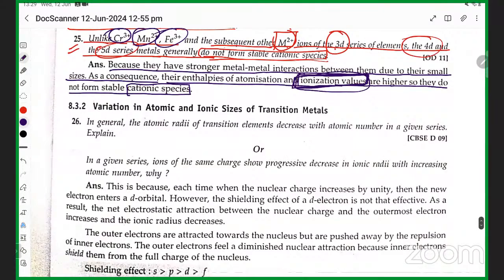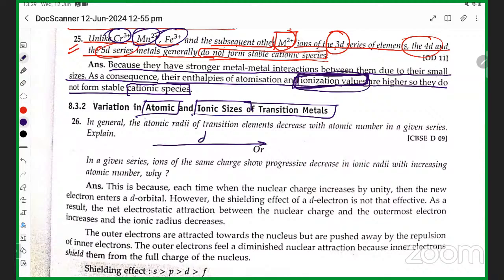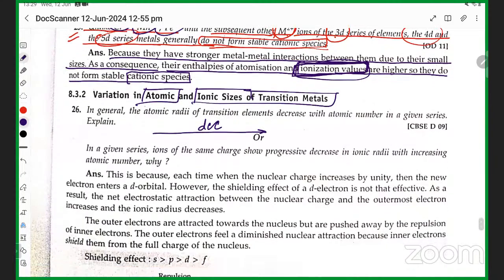Now we are talking about the ionic size and atomic size of the transition metals. This topic we are going to study. From left to right, it is not a regular decrease. Sometimes it will increase, sometimes it is going to decrease.